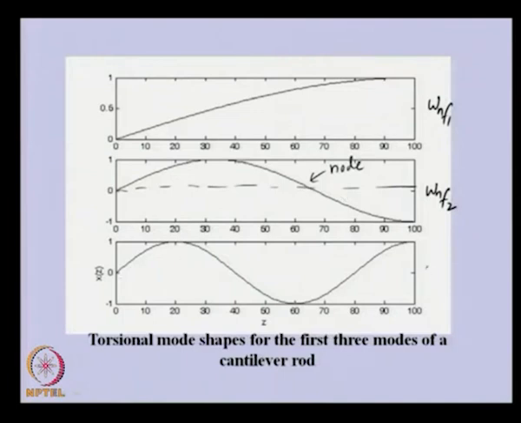Similarly, this third one is for the third natural frequency, and here if we draw the 0 line, we will see that there will be 2 nodes where there will not be any angular displacements, but there will be angular displacement on either side, and these two will be having opposite motion and these two will be having opposite motion. We can plot this for higher natural frequencies also, and we expect that additional nodes will come as we increase the natural frequency.